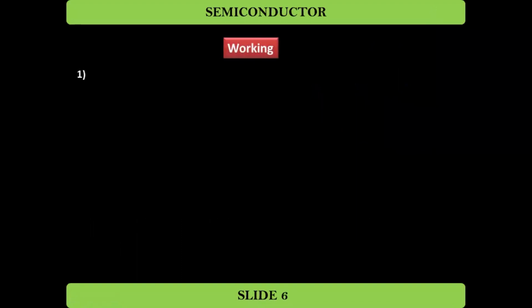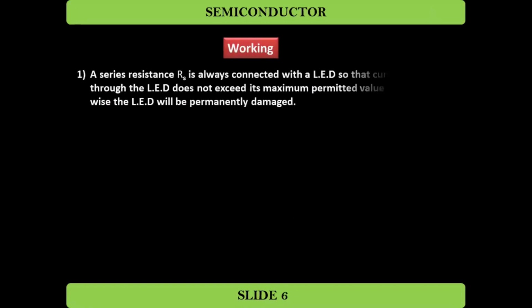Let's talk about the working. Earlier we discussed the construction of the light emitting diode, and now we talk about the working. The series resistance is always connected because we don't want the current to exceed in the LED. If the current exceeds, it will damage the LED.